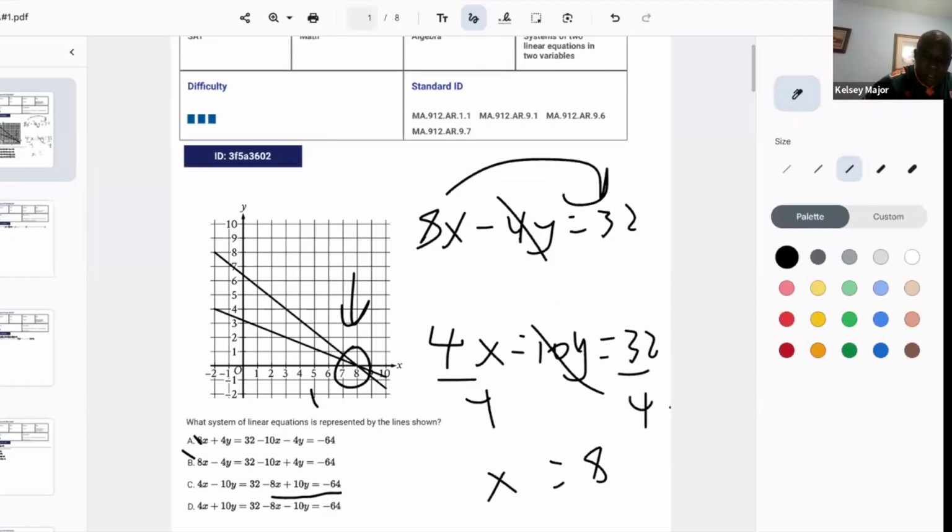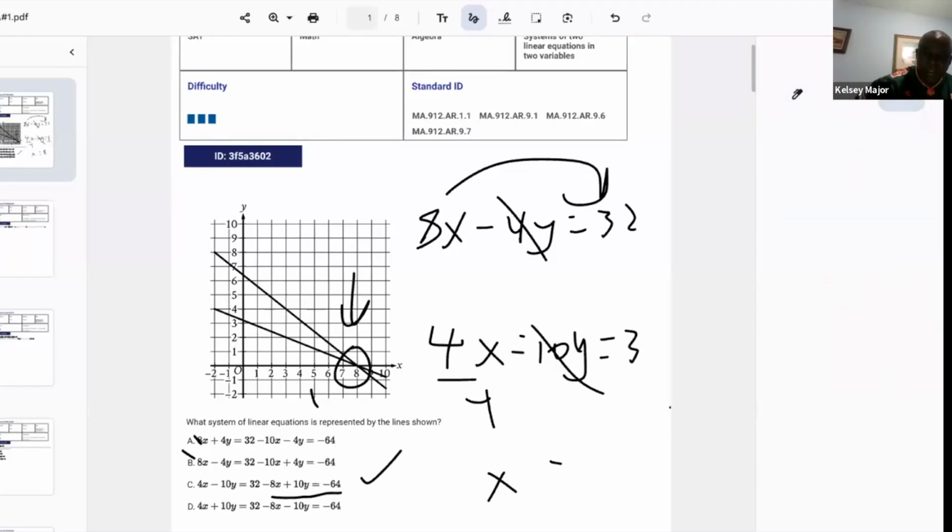X is going to be equal to what? 8. This totally checks out, right? So both of the equations in C have an x-intercept of 8. Now let's check to see if they both have a negative slope. Let's check that quickly.